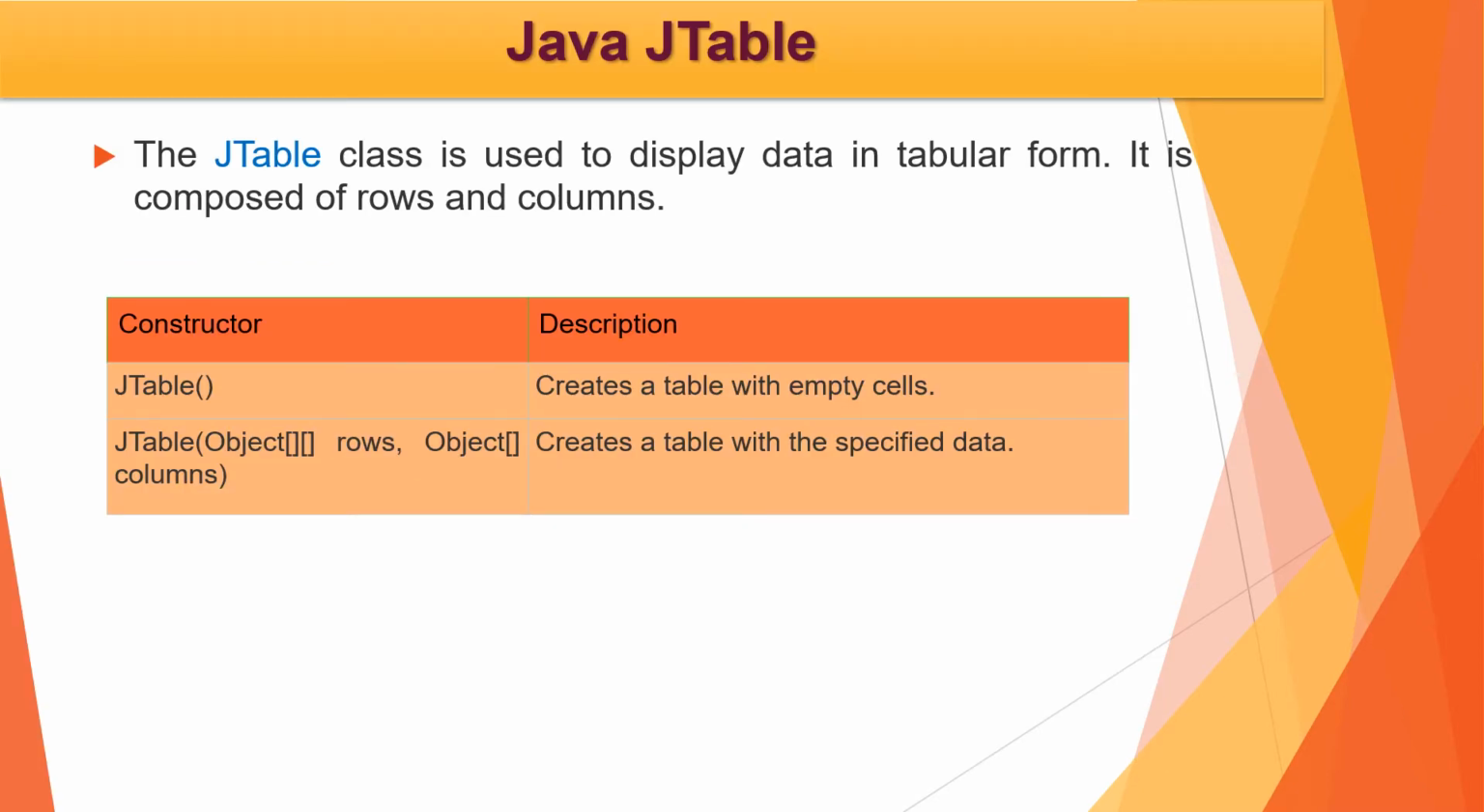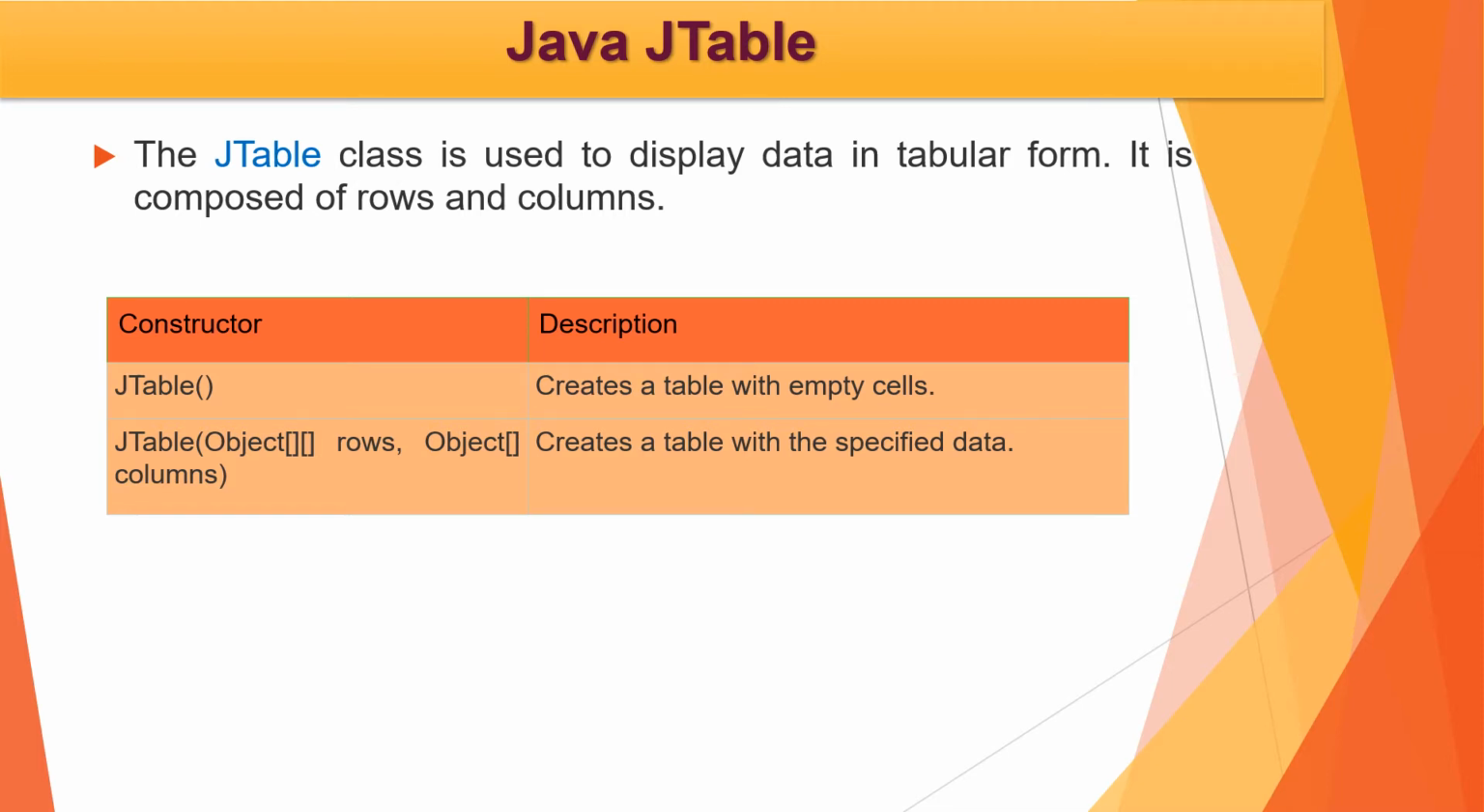The first, here we can see the Java table, that is JTable. The JTable class is used to display the data in tabular form on the application. It is composed of rows and columns. Now we know that the JTable class will be used for displaying the rows and column type data in tabular form.